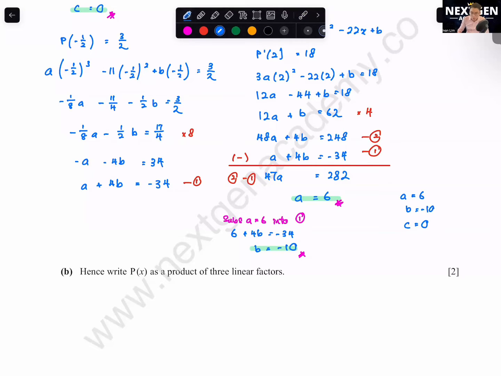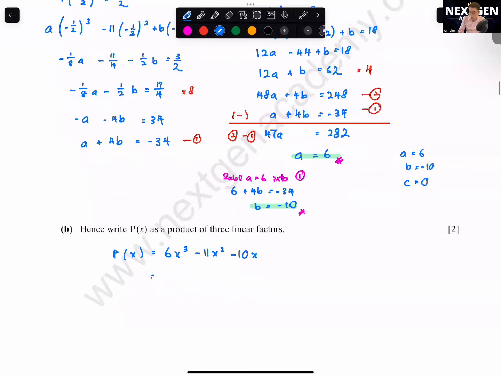Okay, next one. Product of three linear factors means you want to put it in something times something times something. Three linear factors, and linear factor means x to the power of 1. So I'm going to write down what is P(x) first. P(x) with the a, b, c values that we found is 6x cubed minus 11x squared minus 10x. To write it in linear factors, I just need to factorize out x first. So x(6x squared minus 11x minus 10). Then I factorize out the quadratic factor. So here will become (3x plus 2)(2x minus 1).